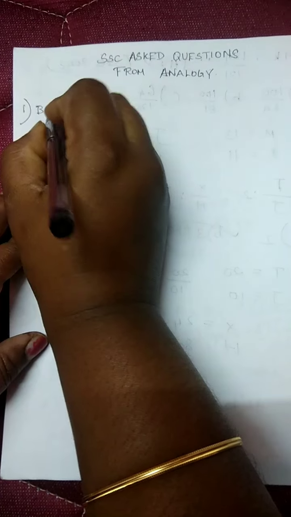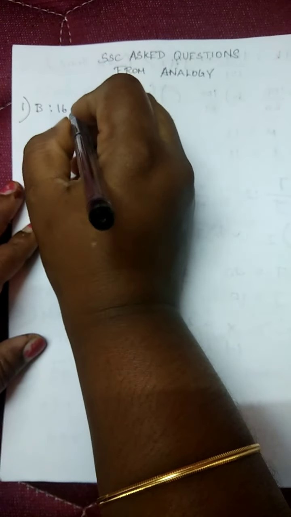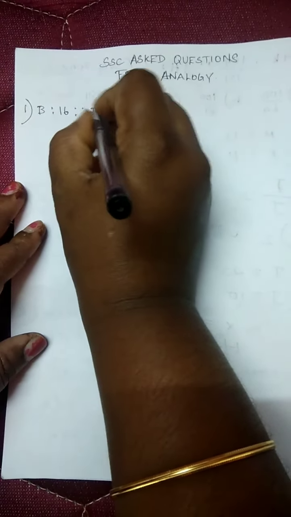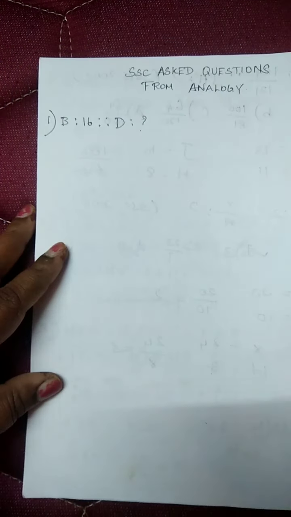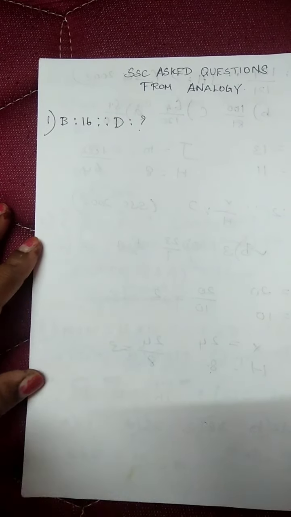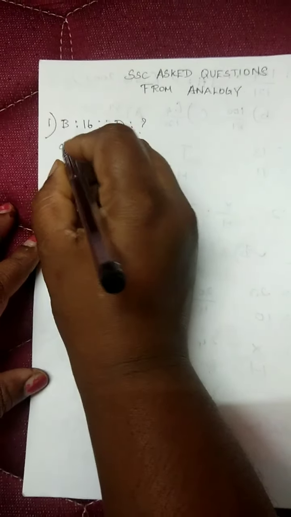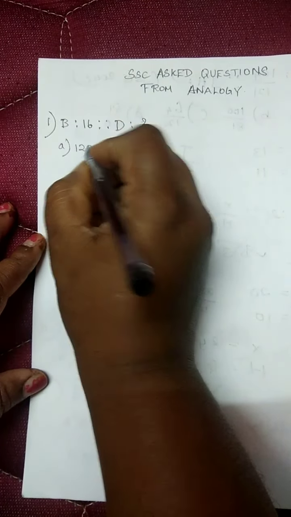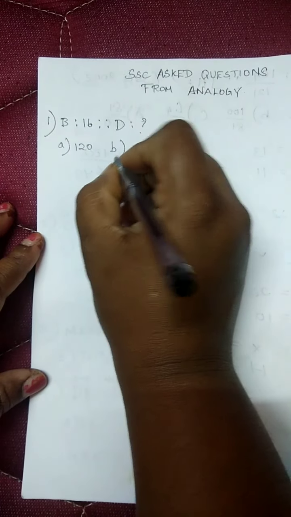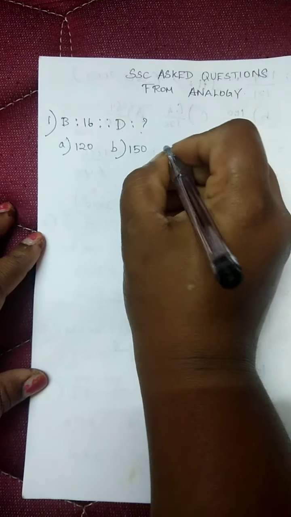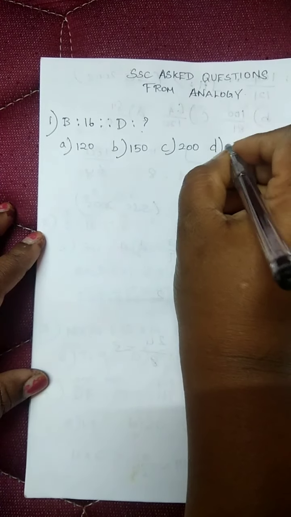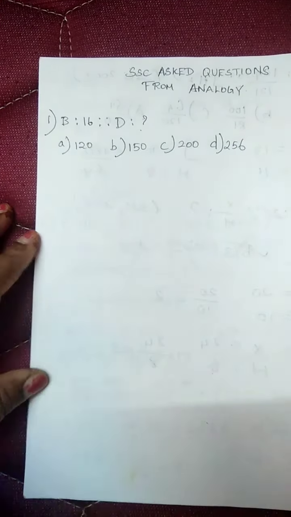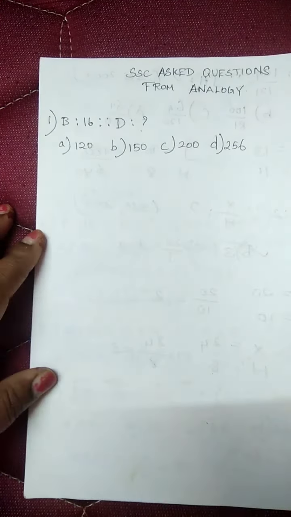B is to 16, D is to question mark. And the options are A 120, B 150, C 200, and then D 256. What we have to do first?